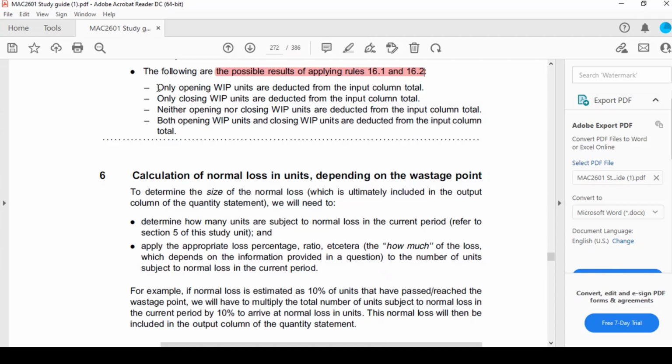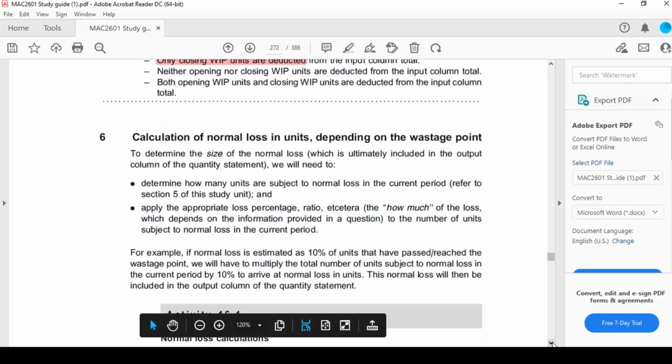Either only your opening WIP will be deducted from the input, or only your closing will be deducted from your input total. Neither of them are deducted, or both of them are deducted at the same time. So at the end, it's either you deduct them or you don't.